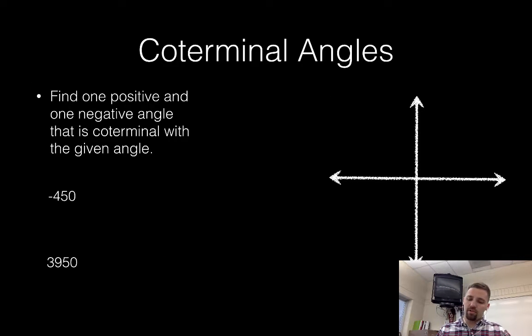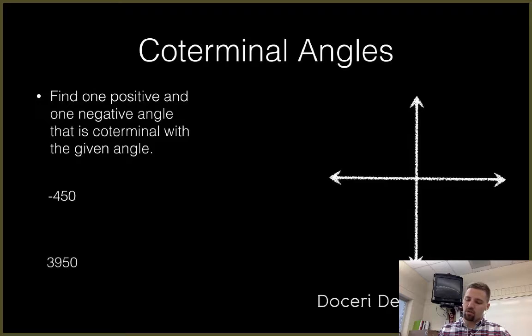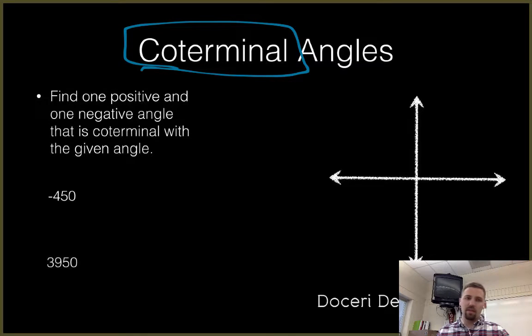Let's talk about coterminal angles. Coterminal: terminal means ending, and co means the same. So this means the same ending place. In other words, coterminal angles are angles that start and end at the same place. Let me show you how that could happen.